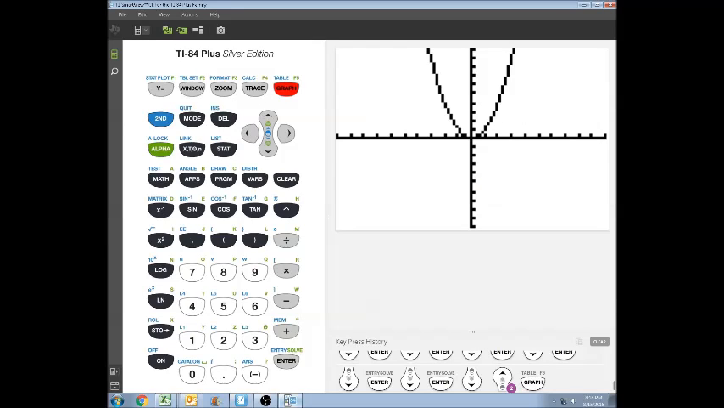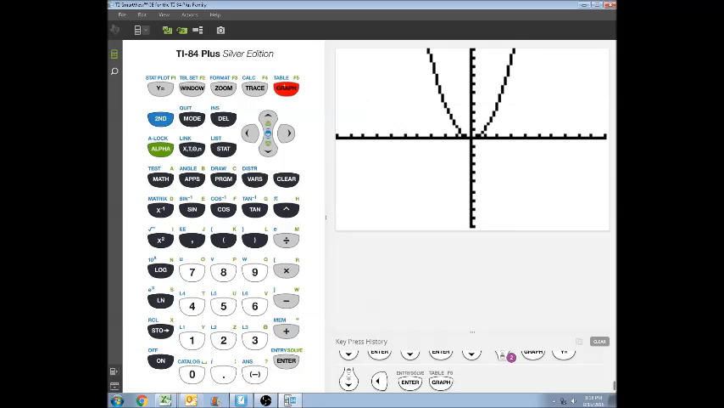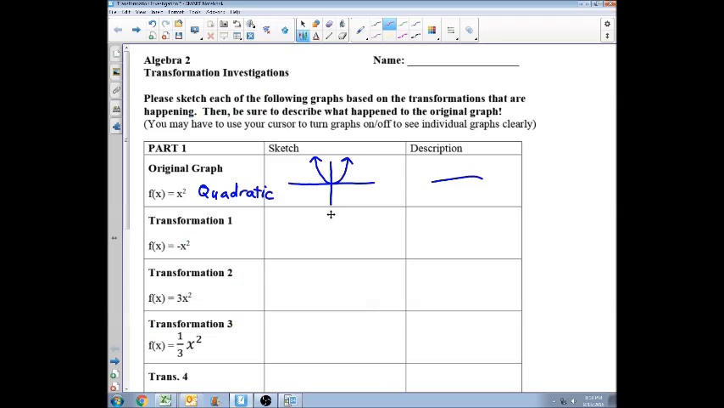Let me go back into my graphing calculator, and I'm going to turn on the second equation. I want to get over to the equal sign and hit enter to turn on the second equation. We still see our first, and the second one comes in. It is a mirror image of the first equation. So now I want to draw it on this paper. Going to make my x and y axis.